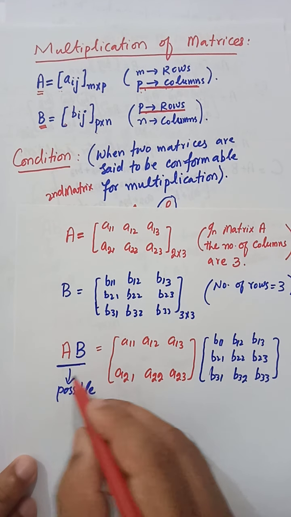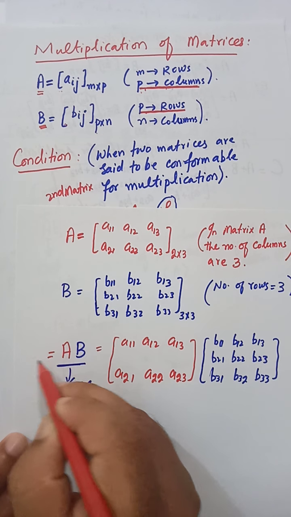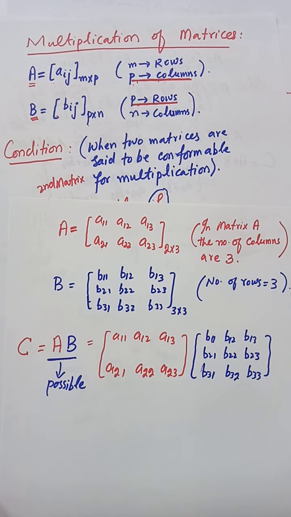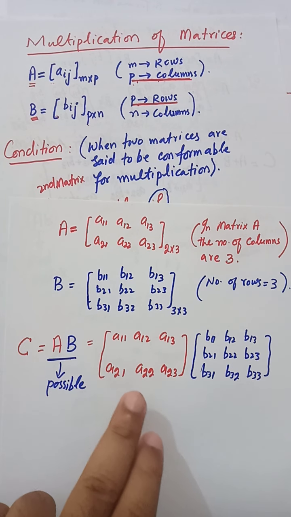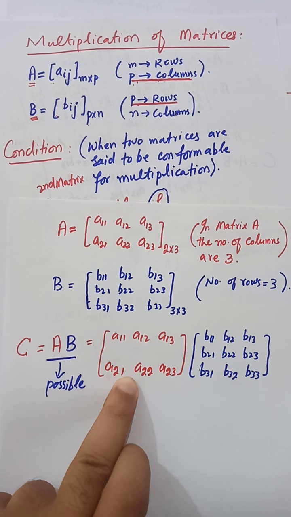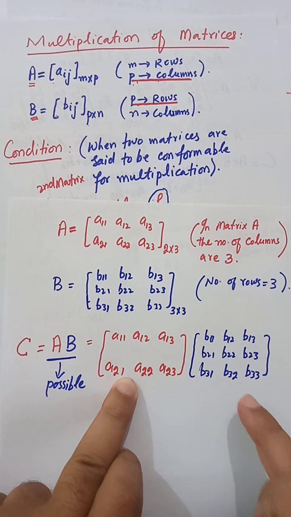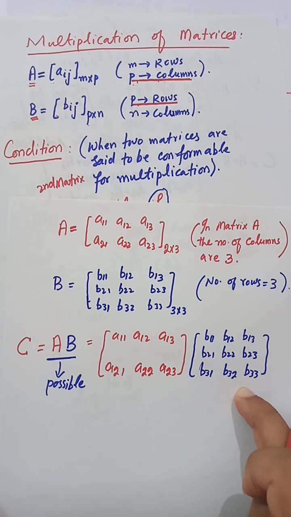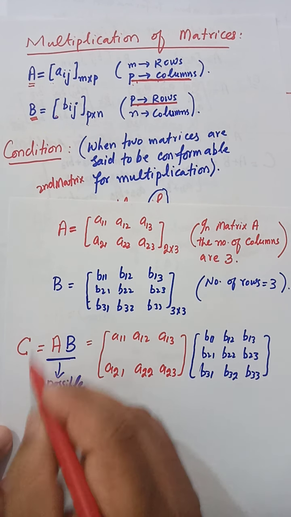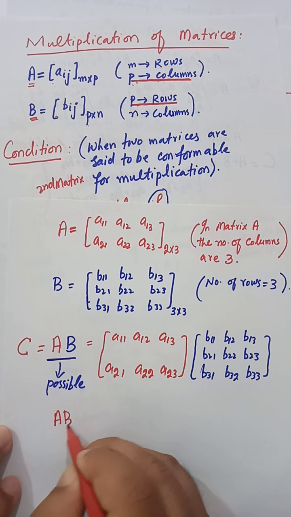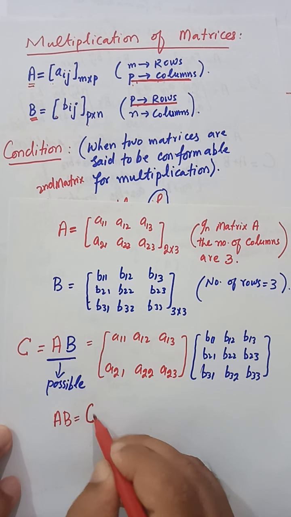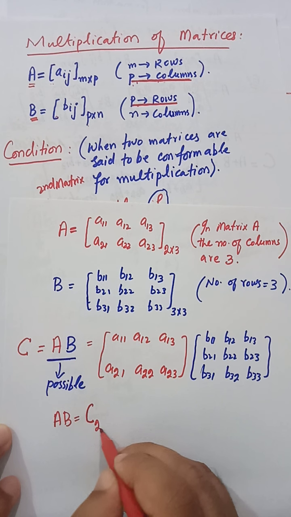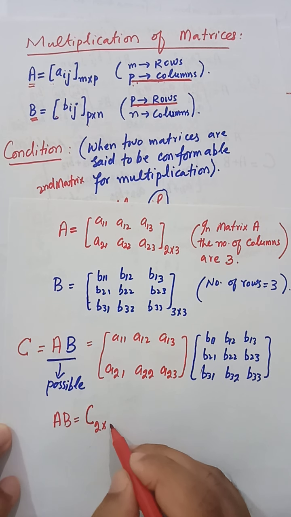Let's say from this multiplication you get another matrix C. So what will be the order of that matrix? The order of that matrix will be determined by taking the number of rows of the first matrix and the number of columns of the second matrix. So let's say from the multiplication of these two matrices you get a matrix C. Its order will be determined by taking the number of rows of the first matrix and the number of columns of the second matrix.